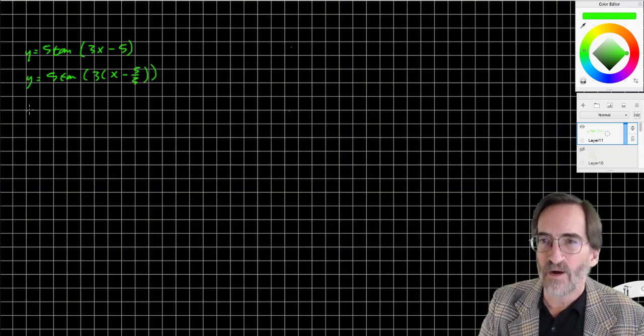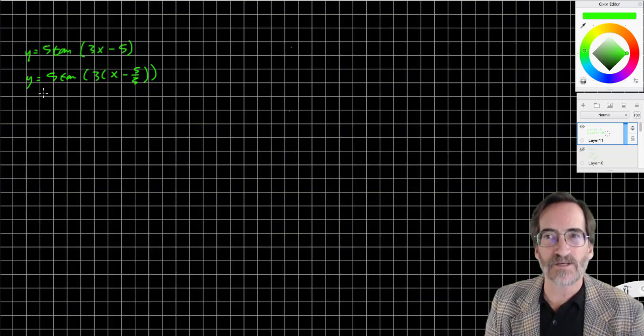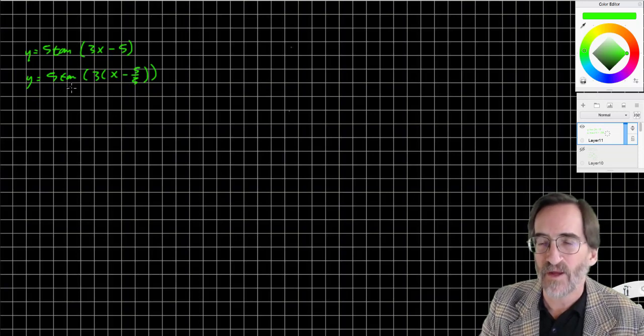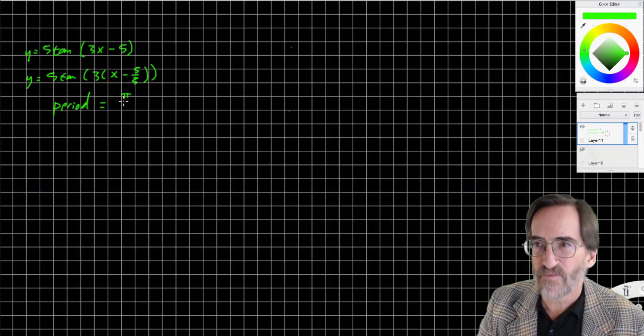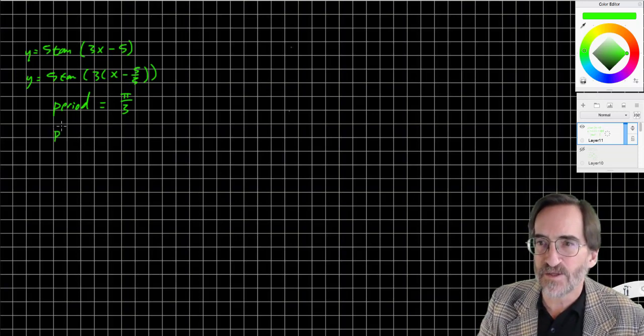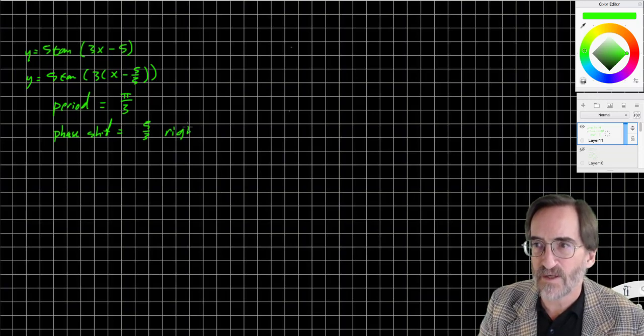Now we can't really talk about amplitude because tangent has no amplitude. It's infinitely tall, but it's stretched by a factor of 5. Okay, the period is naturally pi for tangent. So the period of this function is pi divided by 3, because this is the division factor when you multiply x. And the phase shift is 5/3. Now remember, it's oppositesville, it's minus 5/3, so this is 5/3 to the right.